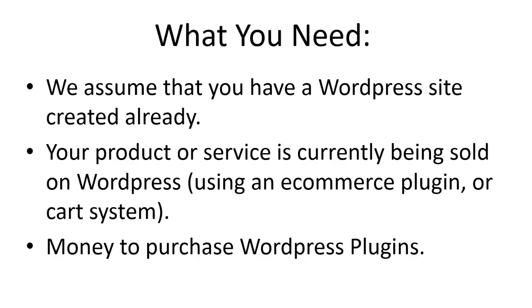Now, in terms of what you need, we're going to assume that you already have a WordPress site created already. And we're going to assume that your product or service is currently being sold on WordPress. In other words, you're using something like an e-commerce plugin like WooCommerce or a cart system. In order for the WordPress affiliate system to make sense, you have to be selling something on your WordPress site, right? If you're using a third-party cart system, and you are not really selling it on your WordPress site, rather you're selling it, let's say, on a third-party site, then it doesn't really make a lot of sense.